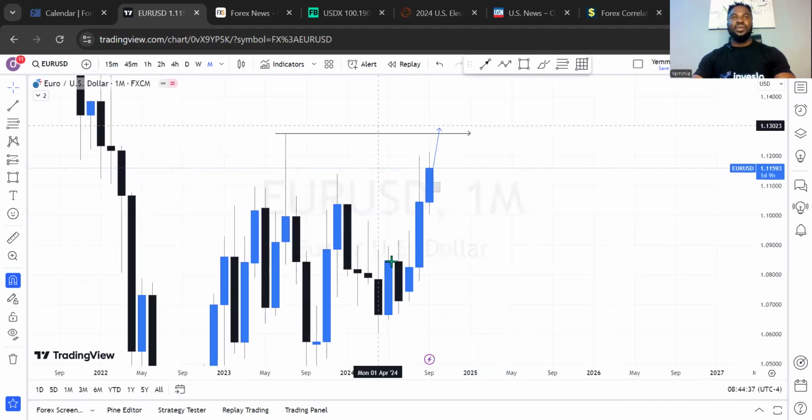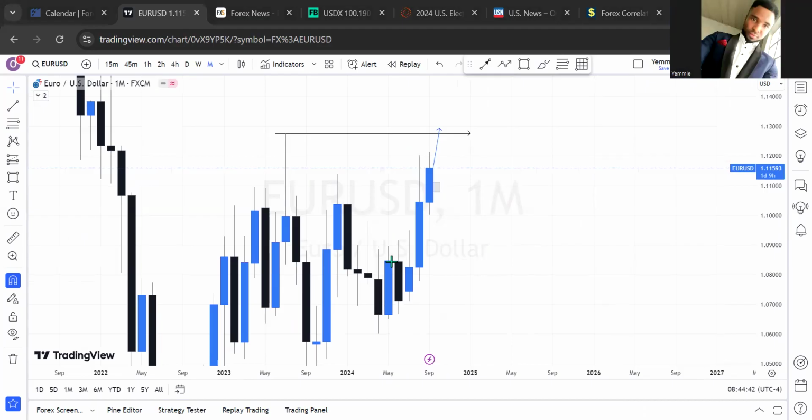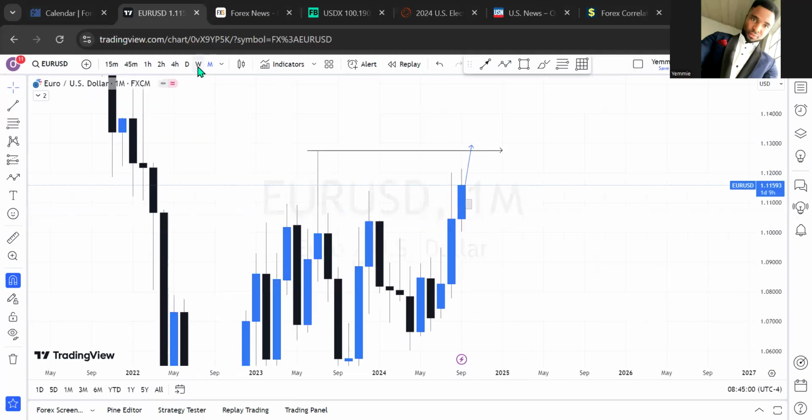But before then, I'll be waiting to see how the market will create a little bit of retracement to that price level, which means I'll be expecting a bit of sell from this price level before we anticipate a buy. So that is the monthly, but the overall outlook is still a buy for me. So let's go to a weekly time frame here.